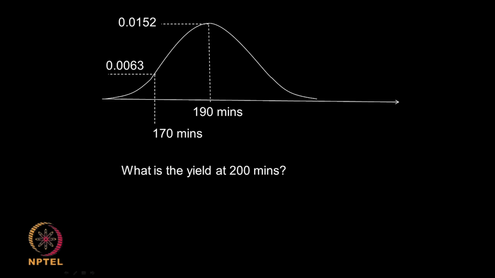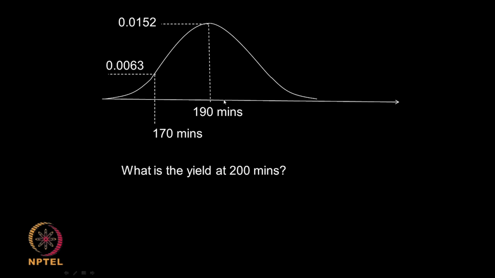So, let us look at another equation. Now, you have a peak here at 190 minutes and the concentration is 0.0152, that is C naught is 0.0152, T naught is 190 minutes. Now, at the 170th minute you have a concentration of 0.0063. So, concentration along this will be less than 0.0152, right. Now, the question is what is the yield at 200th minute.